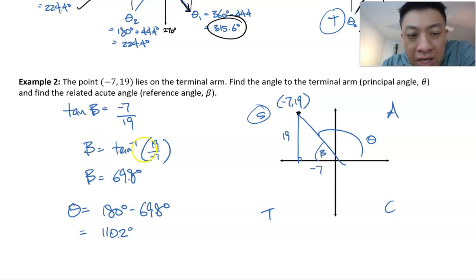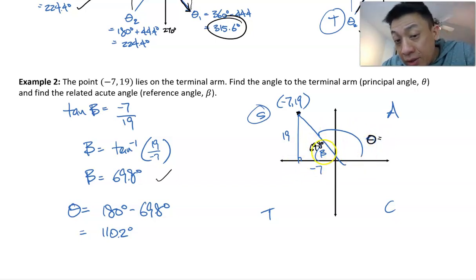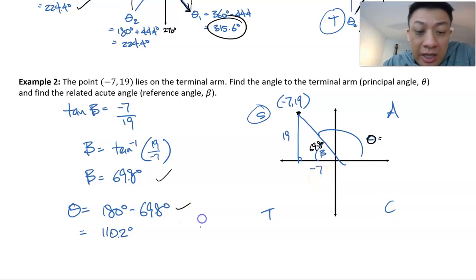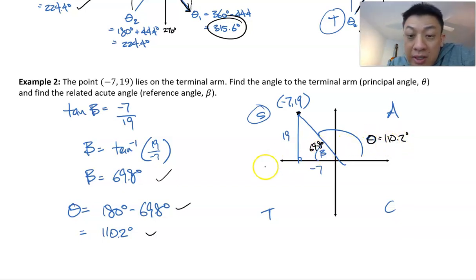And so beta is equal to tan inverse of 19 over negative 7. And then you plug that through and you get 69.8 degrees. This is 69.8 degrees. So if that's 69.8, then theta is equal to, well, this would be the full 180 degrees, and we'll take off the 69.8, right? So it's 180 degrees, subtract 69.8, that's 110.2 degrees, rounded to the nearest hundredth. And so if I add up these two, the 110.2 and the 69.8, I should get 180, and I do.